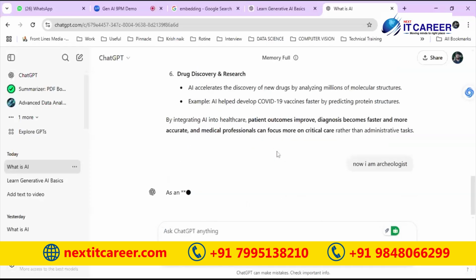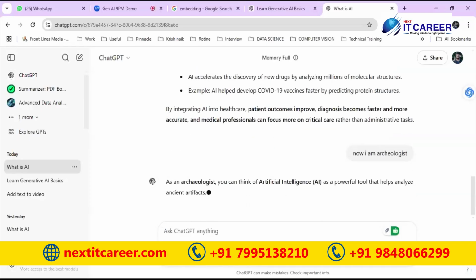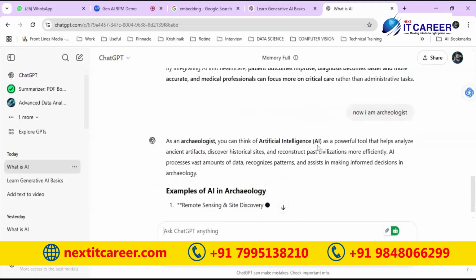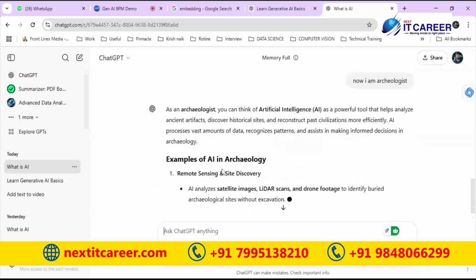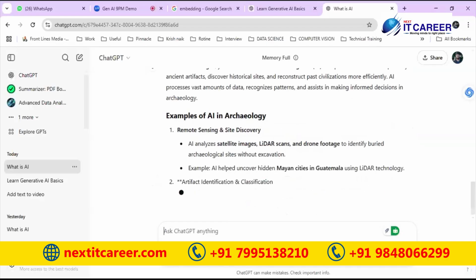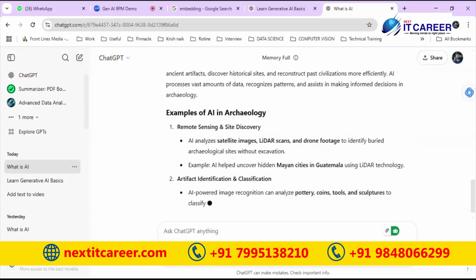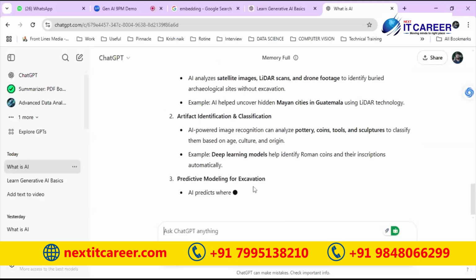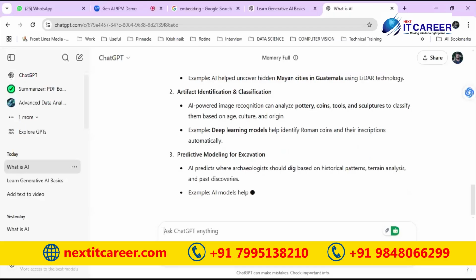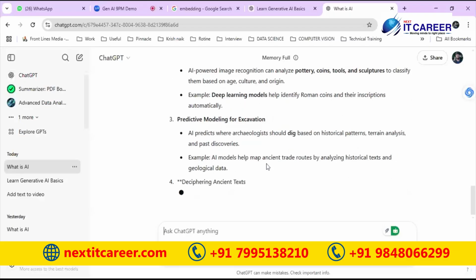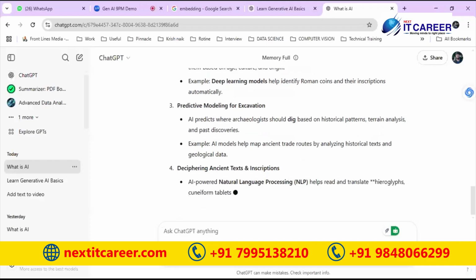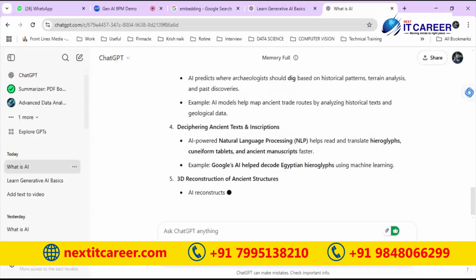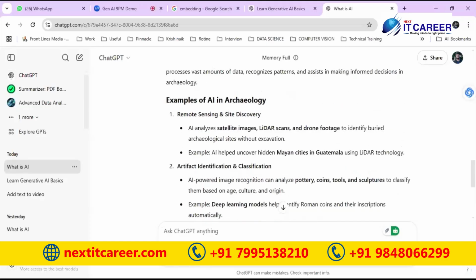Now I am an archaeologist. You can think of the same thing, we can get some examples now. Can you see, ChatGPT is able to understand the contextual understanding. Based on the context only, it is giving me AI understanding in archaeology also: remote sensing and site discovery, artifact identification and classification, predictive modeling and excavation. Can you see, guys? Such beautiful examples we can get from our own field. Some things I am unable to pronounce, but ultimately we can understand. So based on the given prompt, our output will be there.